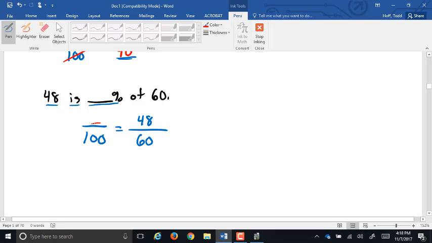Notice again that the missing number's in a different spot again, but it's still solved by cross multiplying and dividing. What two numbers are we going to multiply? 100 times 48 are diagonal, so that's 4,800. And then we divide by the 60, which will give us 80. So 48 is 80% of 60.